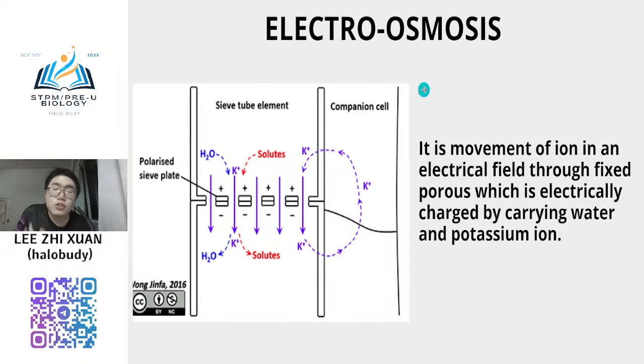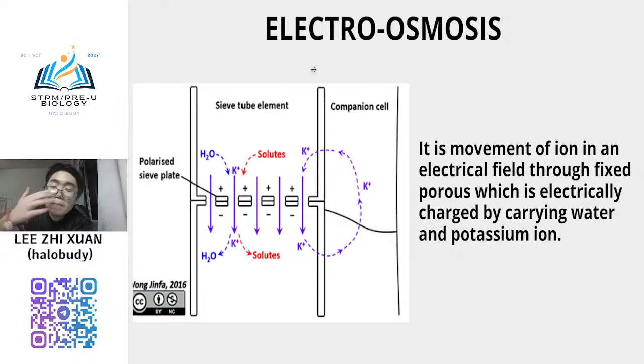When you see the term osmosis, this process will involve water. And if you see electro, it means it will include electrical charge. Actually, this is a type of chemistry theory, electro-osmosis, but in the STPM syllabus we do not learn that, so many people will be confused. Anyway, even if you don't know the theory of electro-osmosis, you can still remember it.